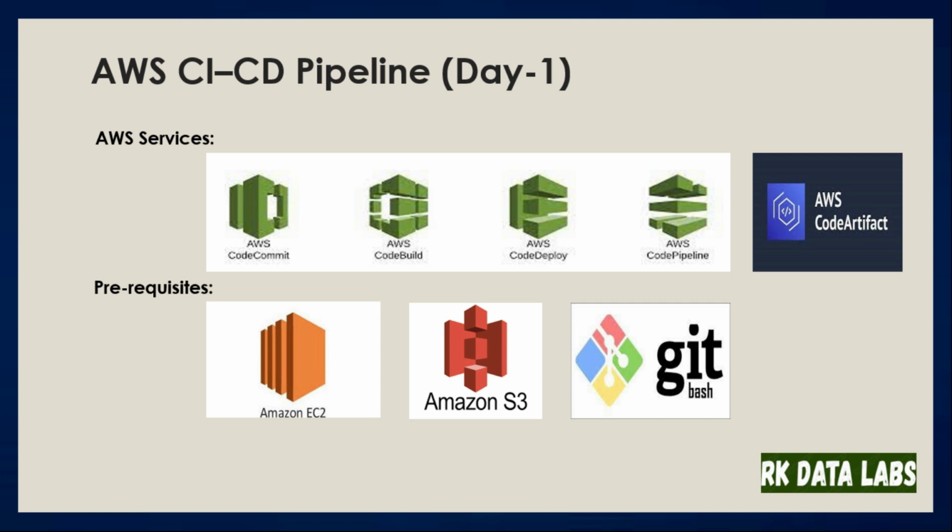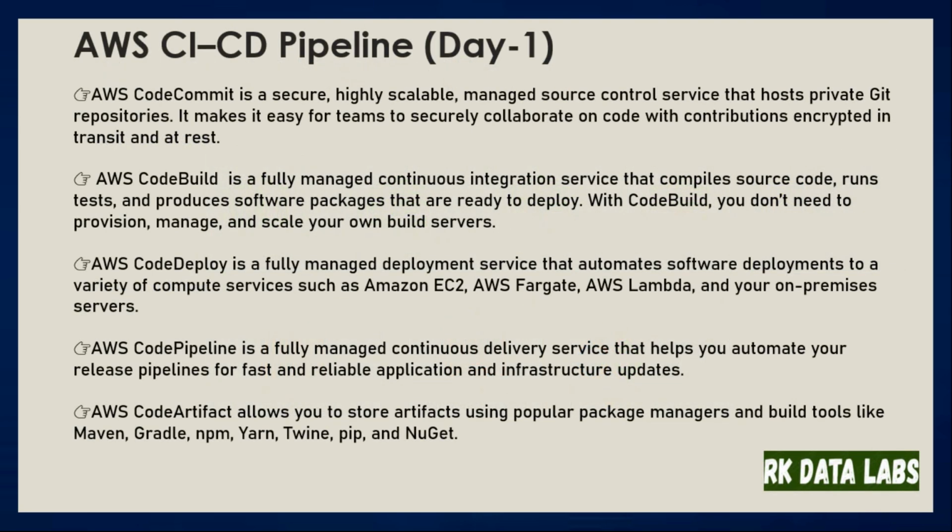Before moving on to our demo hands-on practical session, there are some prerequisites which are needed to make our application ready. First, EC2 instance. You need to have at least one EC2 instance to have your application up and running. Second, S3 bucket. You want to store all your output artifacts so that whenever you want, you can just download it as a zip file and use it to troubleshoot and debug. Third, Git Bash. It's a command line tool where you are going to create your own repository and have your source code ready to play with our CI/CD pipeline. Coming on to the next slide.